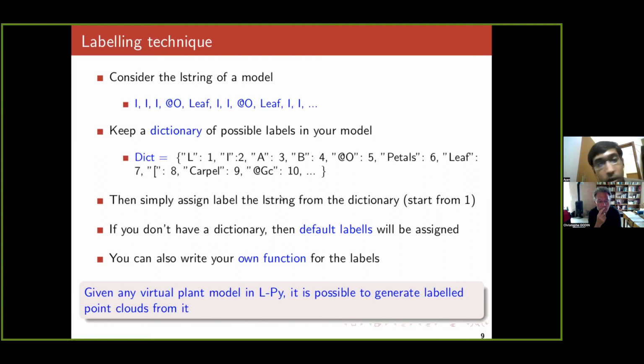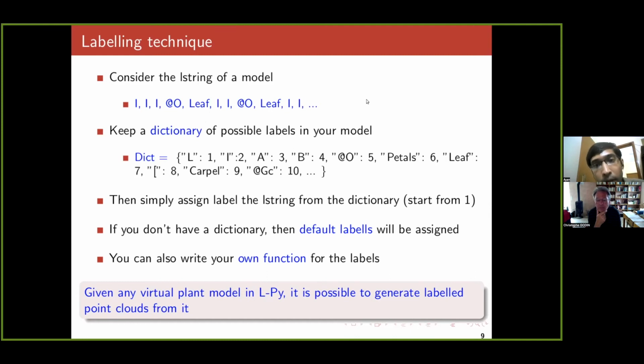But even if you don't create a dictionary, we also provide a default dictionary. So for example, let's say this is a default dictionary. If your model already has entries from this dictionary, then it will automatically create the labels, no problem. But if you have an L-string model where some of the L-strings are not mentioned in the dictionary, then those will have a default level. For example, let's say the leaf was not defined here, and you have some other levels here as well. Let's say your default dictionary contains 10 levels. Then if there is a new L-string here, the new L-string will be assigned level 11.